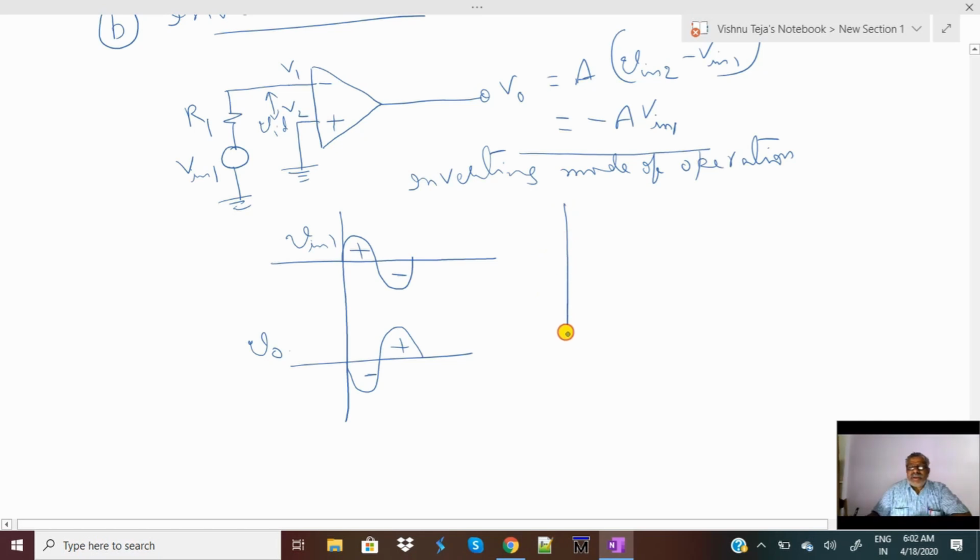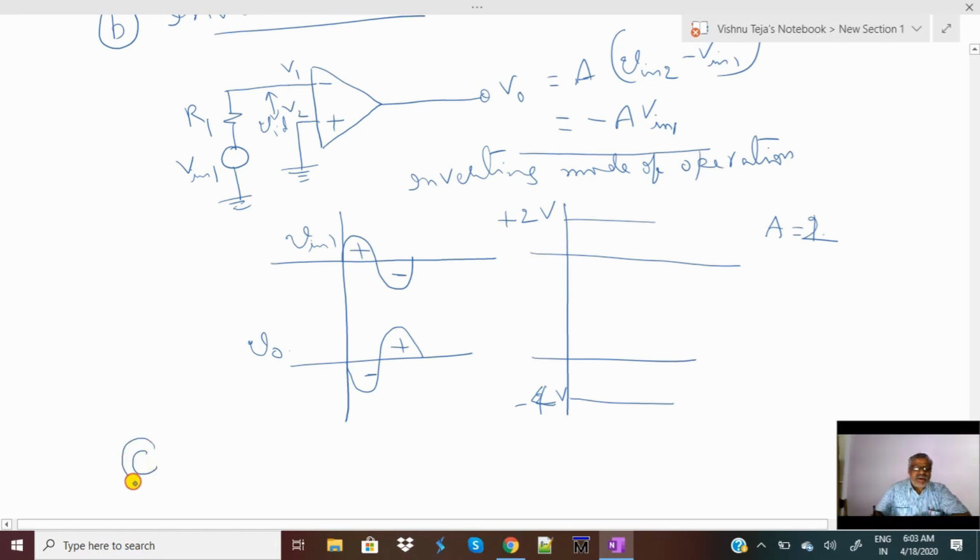Suppose instead of an AC signal we apply a DC, some constant voltage, for example 2 volts, then the corresponding output will be a negative value, and let the gain be equal to 1 for simplicity. Then the output will be minus 2 volts. Suppose the gain is 2, then 2 into 2 is 4, and because it is inverted, the output will be minus 4 volts. Like this, we can understand the operation of the inverting amplifier.